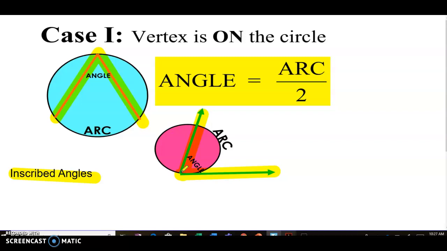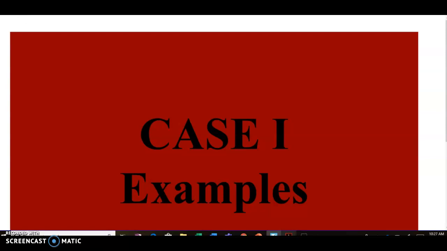So the formula, something that you're going to need to memorize, is angle equals arc divided by 2. So the angle is half the measure of the arc. Whereas previously, central angle is equal to arc. So if we knew the arc, we knew the angle. If we knew the angle, we knew the arc. Whereas here, we have to either multiply by 2 or divide by 2. So let's do a couple of examples, and you can follow along on the notes that I posted as well.